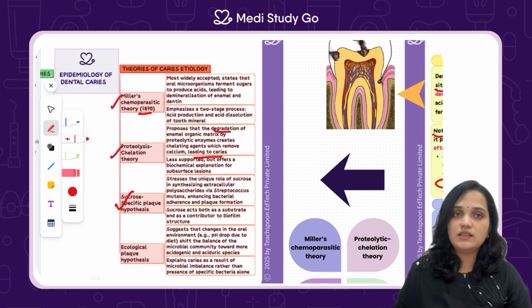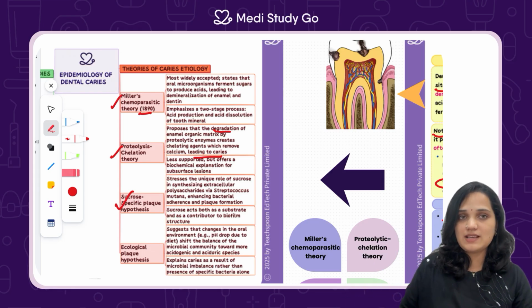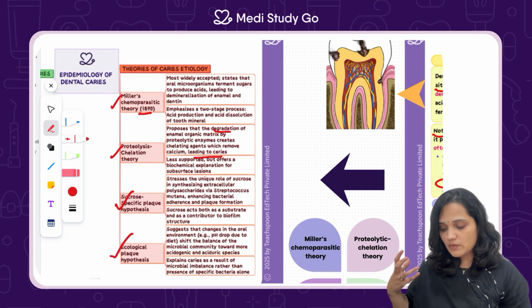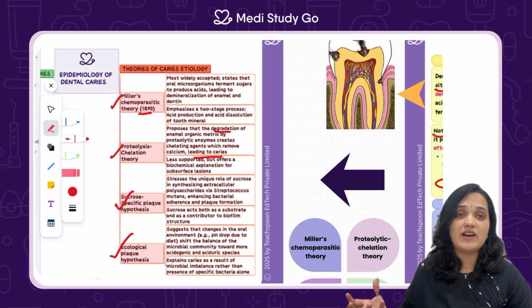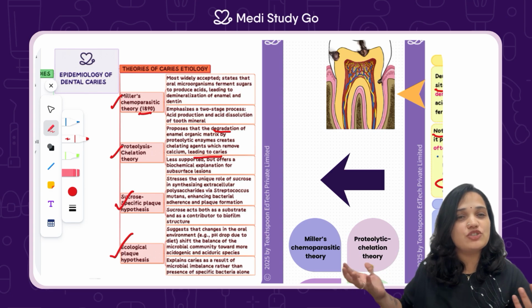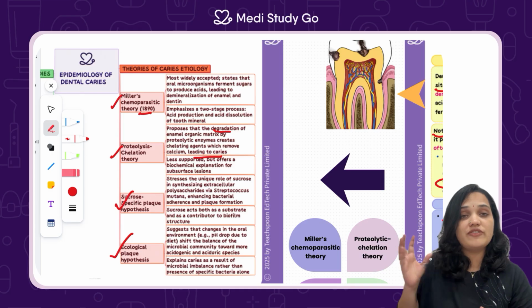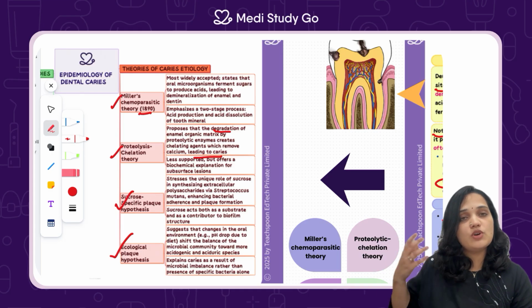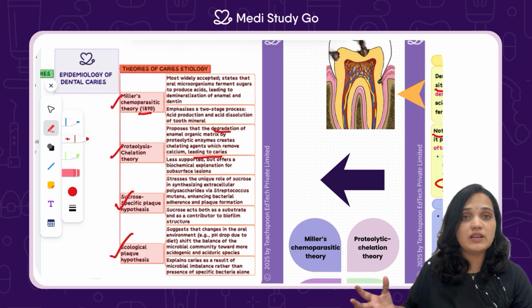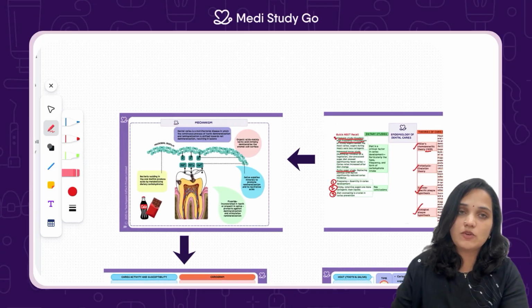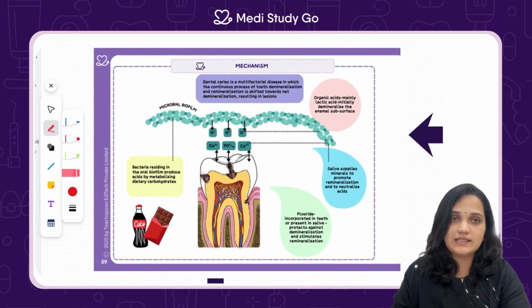More recently, the ecological plaque hypothesis has gained a lot of attention. This theory states that when there's a change in the oral environment, which means a pH drop, due to many factors like sugar intake, there is a shift in microbial balance towards more acidogenic or aciduric bacteria, leading to caries. Now, let's look at this diagram, which shows us the mechanism of dental caries in detail.